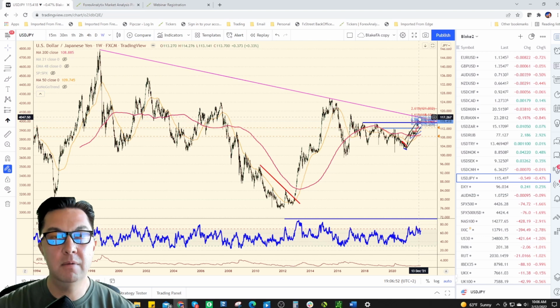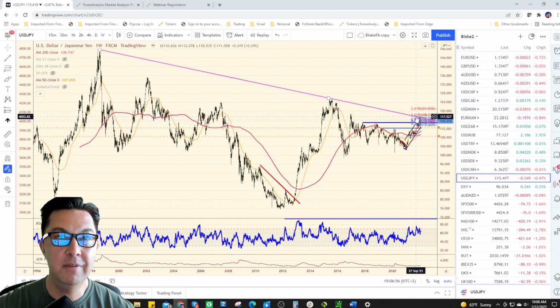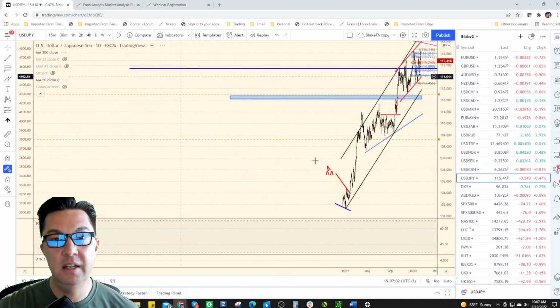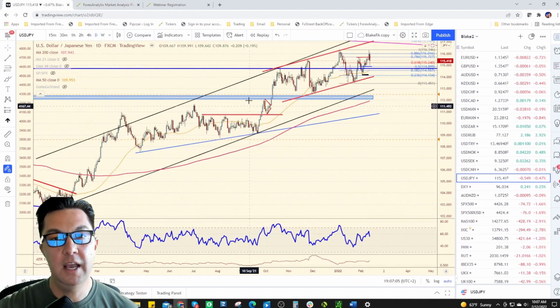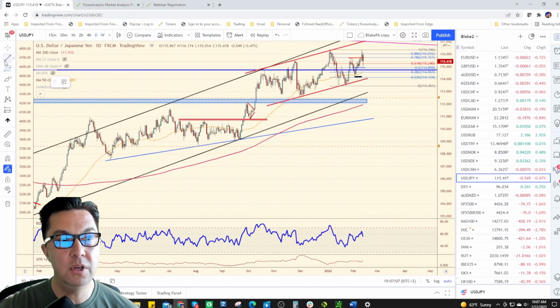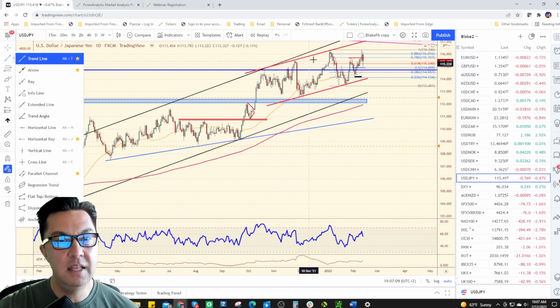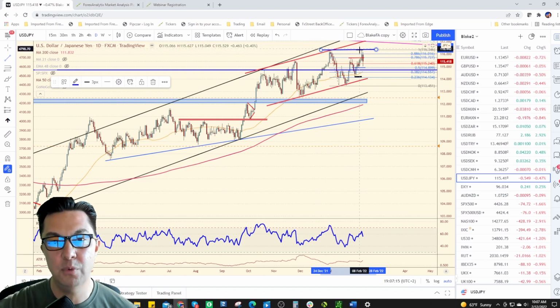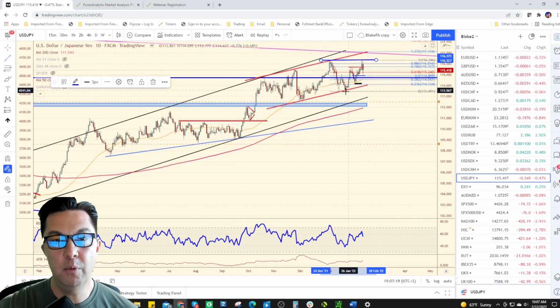117 would have come in. We probably would have been testing it on Friday, or maybe even early next week, if what happened on Friday didn't happen. But because it did, now we have to start looking at a possible double top. Also, I will say this: in the event that the dollar yen breaks that 116.35, these highs right here, if we do break that, then we should make a run for that 117.